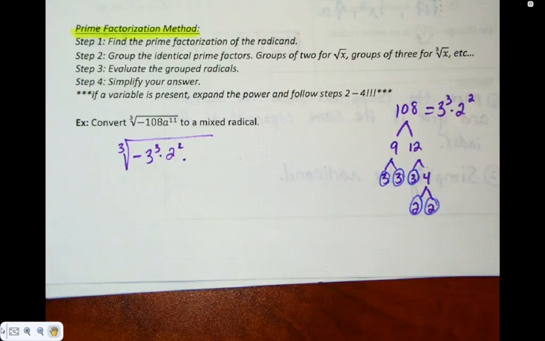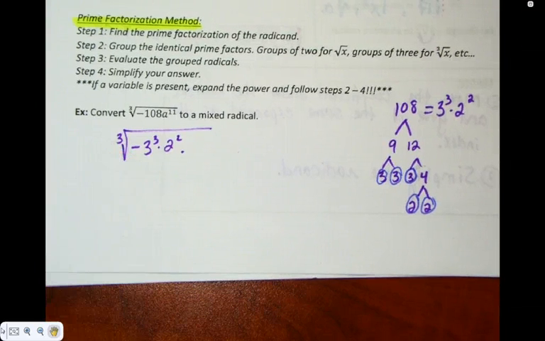And then what I want to do with this a to the 11 is break it up into groups of 3. And why 3? Just because I'm dealing with a cube root. So I can take 3 once out of 11. Can I take it out twice?